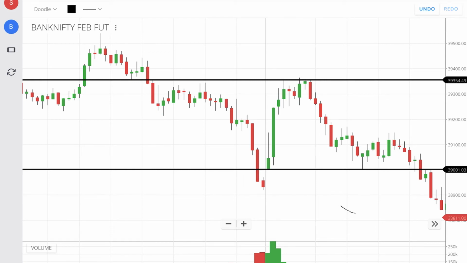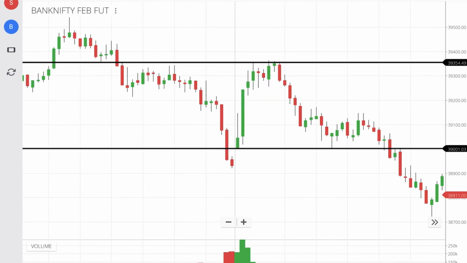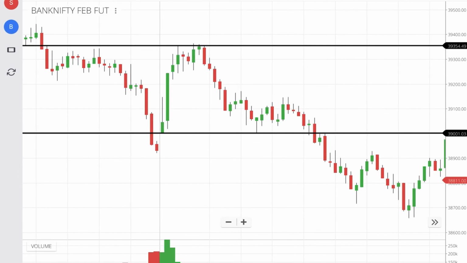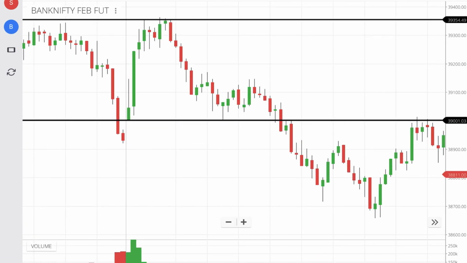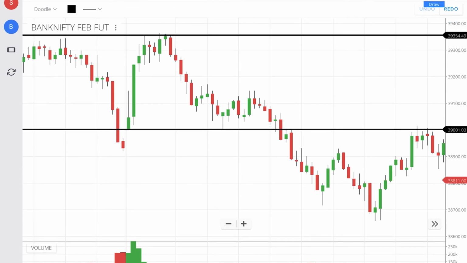So this is what we call an OR low breakdown, or opening range low breakdown. Market retraces back, and see where it is taking the resistance. It is not magic, it is just good technical analysis. This was our opening range, which got broken down, which is now acting as a resistance. Pure magic. And this is Bank Nifty.